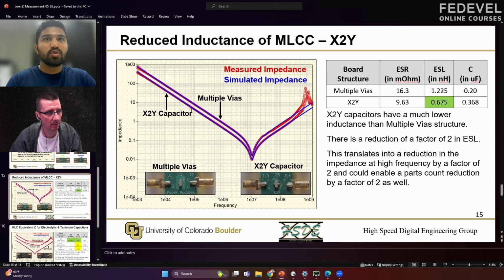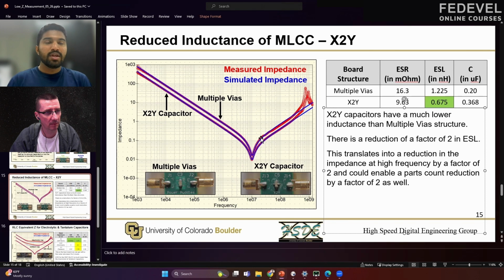So these two plots show us that the capacitance values for both of them vary, but that is not what we are interested in looking at in this slide. What we are interested in here is the ESL values, and we can clearly see that the X2Y capacitor has almost half the ESL value as compared to the multiple via structure.